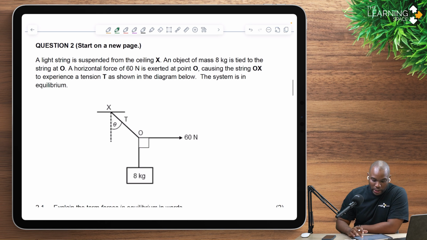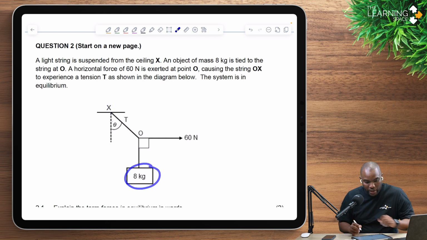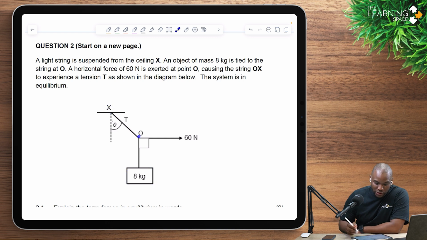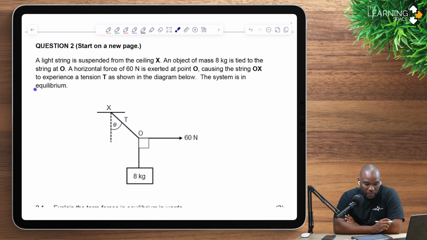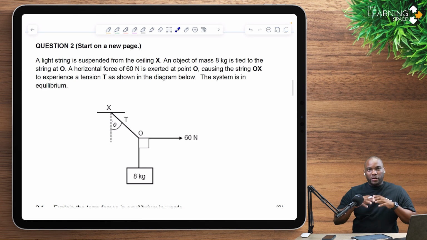Awesome. So we need to now unpack all of what they're telling us in this case here, right? So we can see that we've got this point X they're referring to there. This object here has a mass of 8 kilograms and it's tied to the string at this point O there, causing string OX, this is string OX there, to experience a tension, right? T, and there's the T, there's a tension in that cable there shown in the diagram. The system is in equilibrium. Equilibrium meaning everything is going to basically have a 0 resultant in that case there.